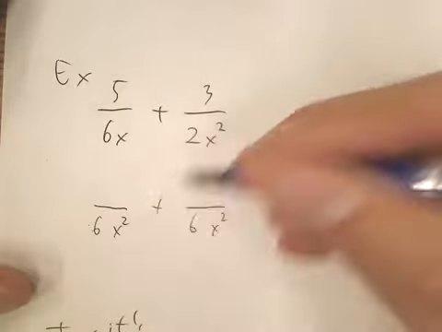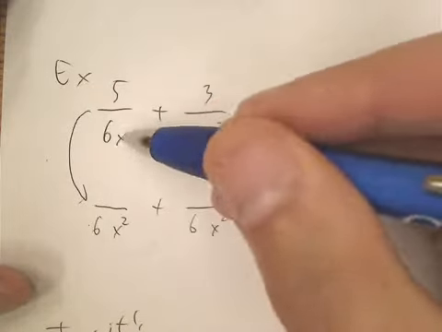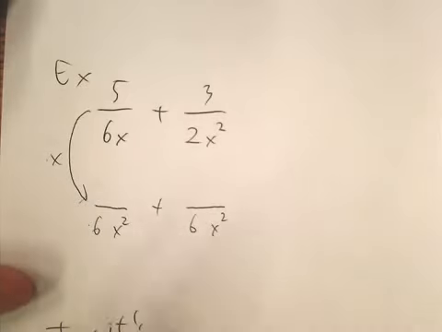Now, just like adding fractions, let's see here. What did I multiply by here? Well, I multiplied by x. 6x times x gives me 6x squared. So do the same thing with the 5. 5 times x is 5x.